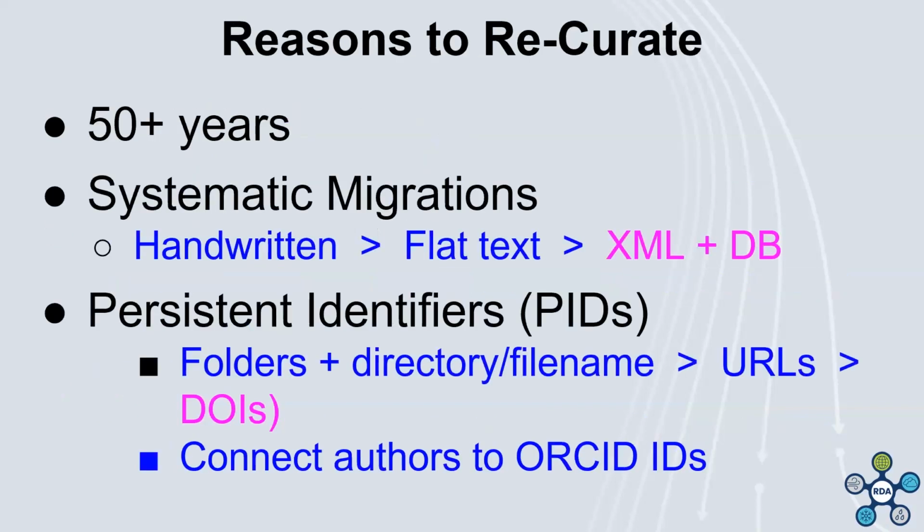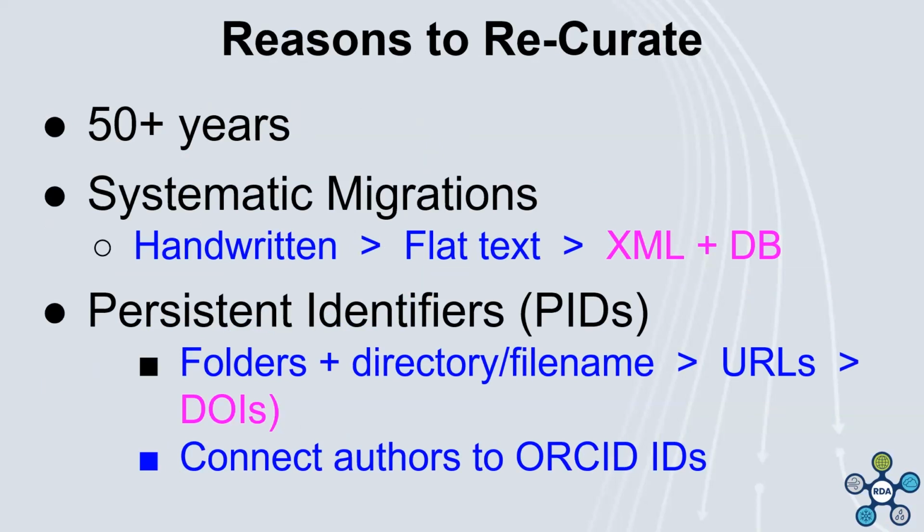So some of the reasons why we would even recurate metadata: you get it into the system, right? But why ever go back? Well, in the case of the RDA, we're actually pushing probably 60 years of existence. And so over the course of all those years, there's been lots of system changes. We actually started out with handwritten metadata in notebooks. And at some point it got digitized to flat ASCII text files. And now, of course, it's in structured XML and relational databases.